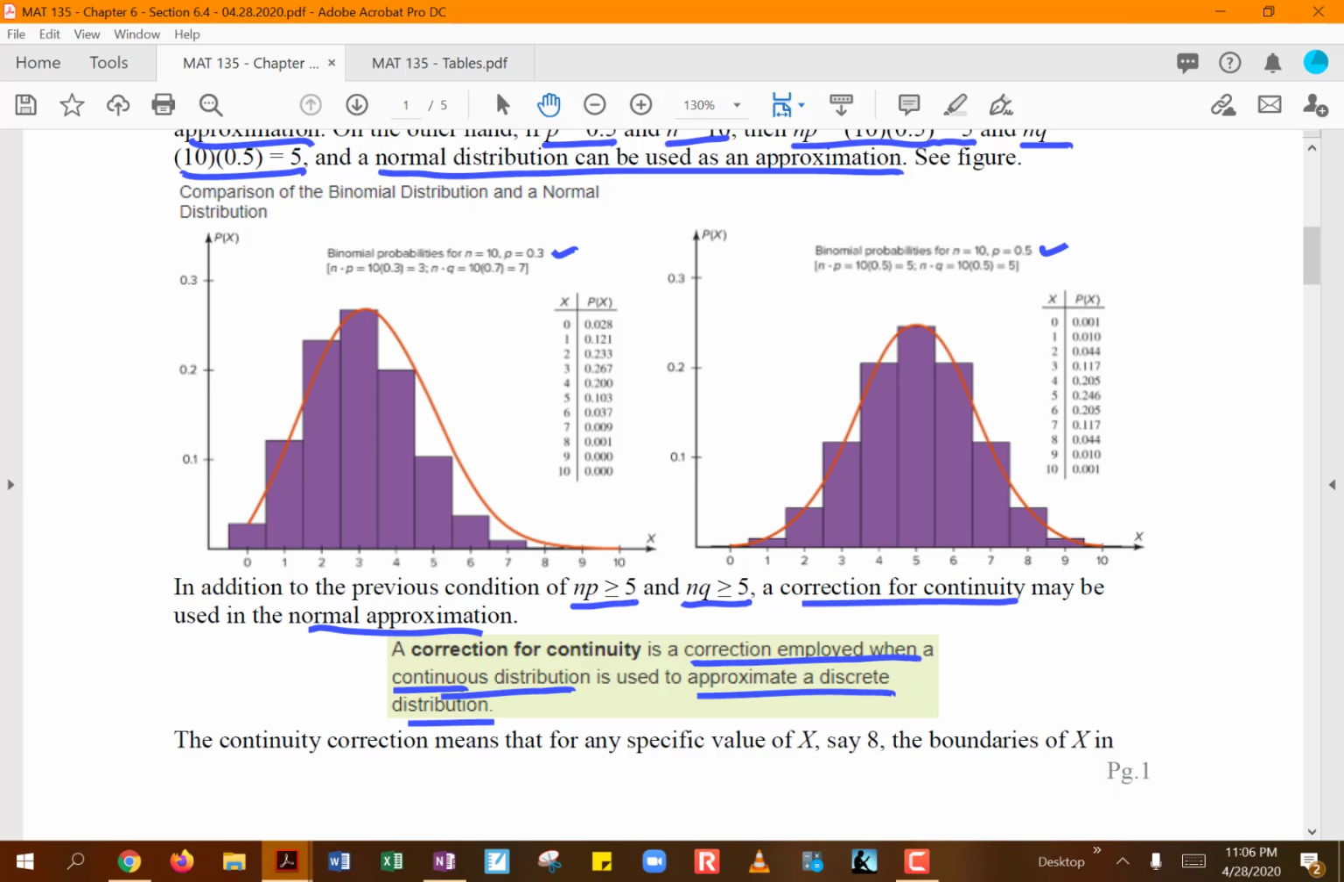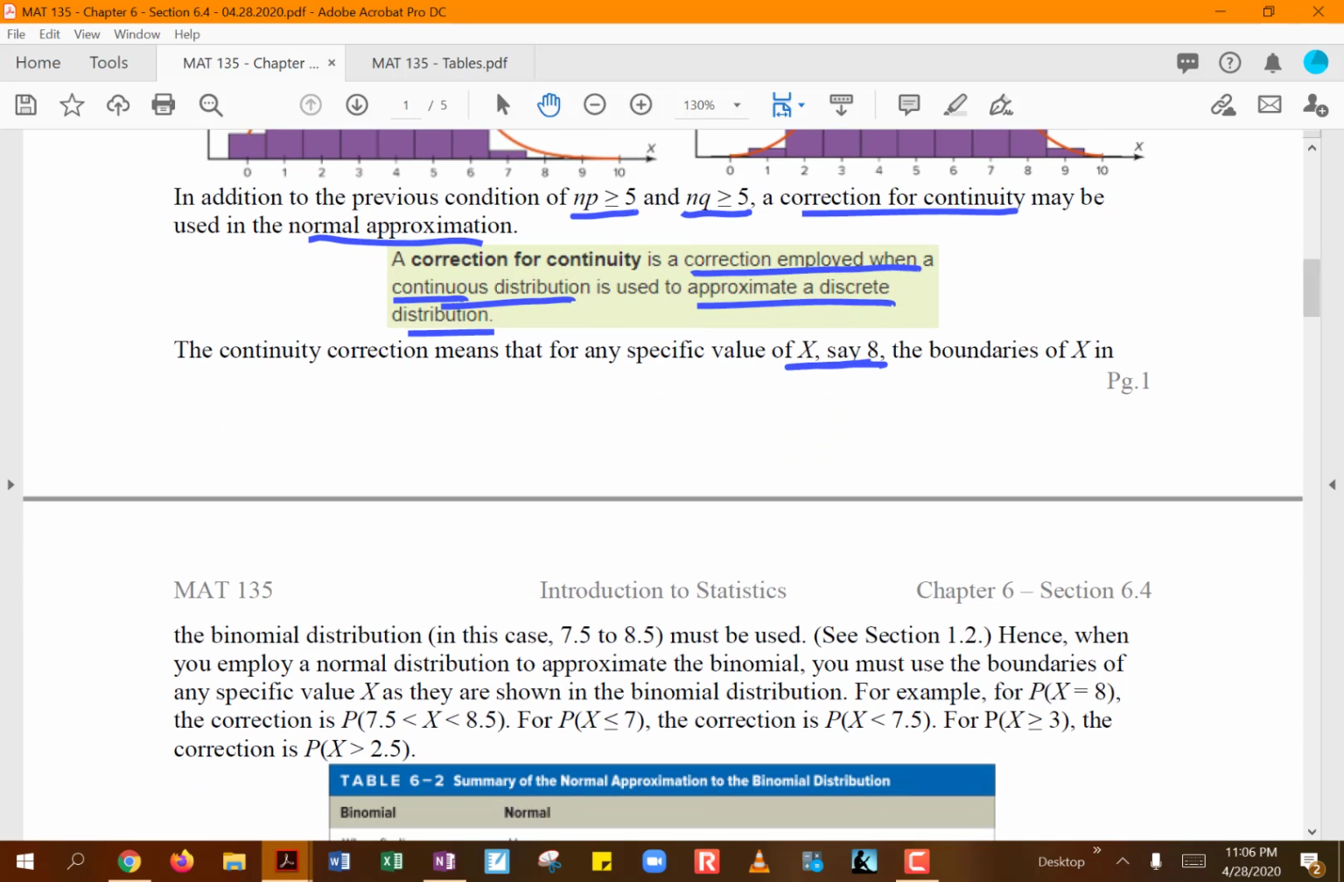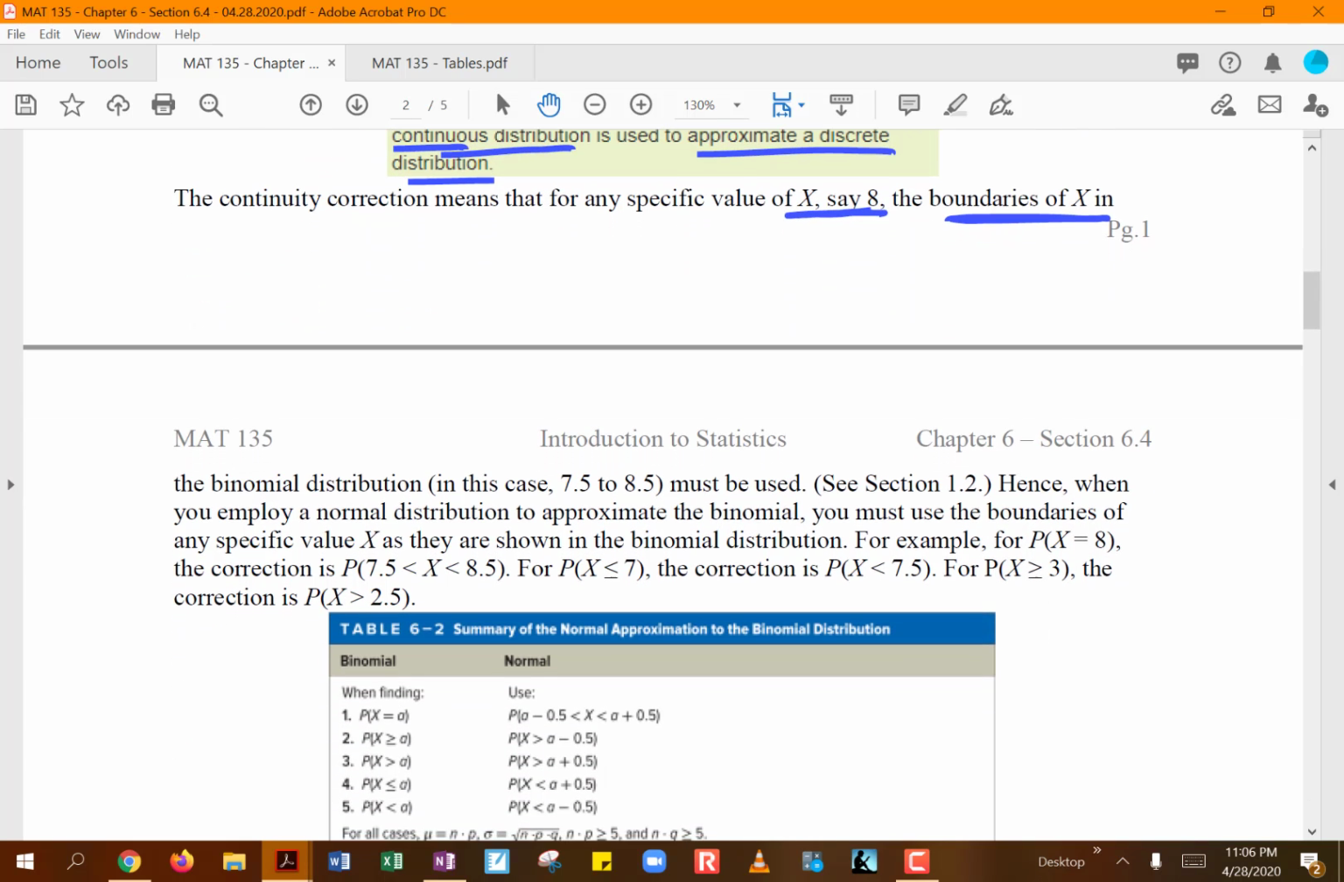Okay, so your continuity correction basically means that if you have, let's say, a specific value of x equals 8, in this case, instead of using x as the value of 8, we would use the boundaries of that value, which means we would be using the values going from 7.5 to 8.5 instead of using the number 8 directly. So remember how we had talked about calculating boundaries. We looked at it in chapter 1, we looked at it in chapter 2 when we were drawing our histograms and coming up with our frequency distributions.